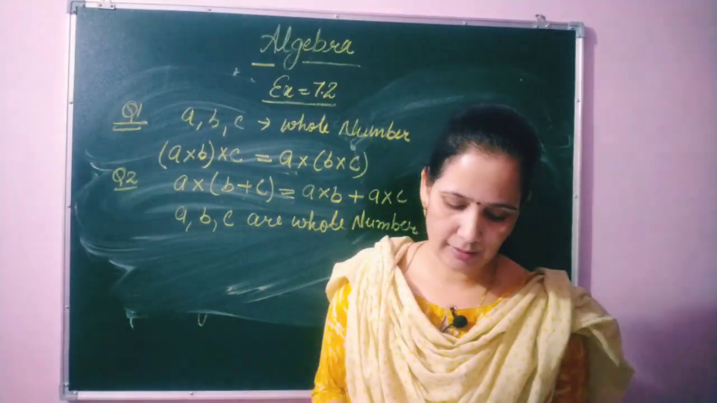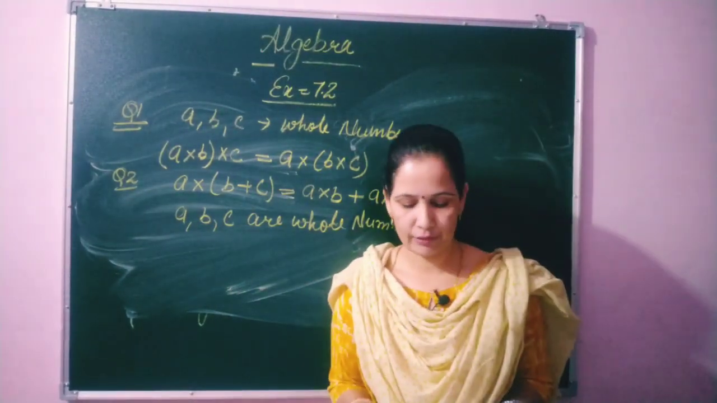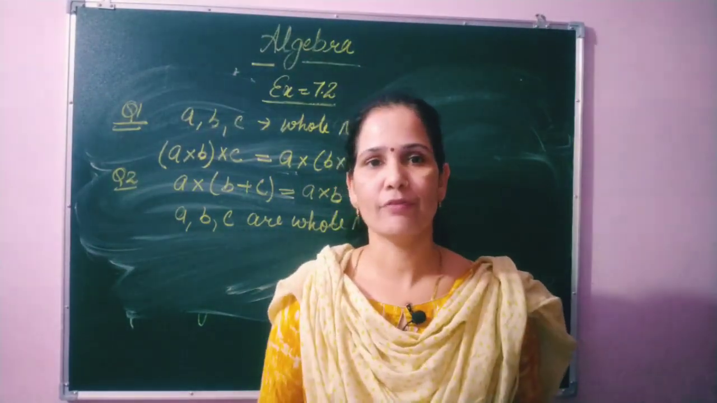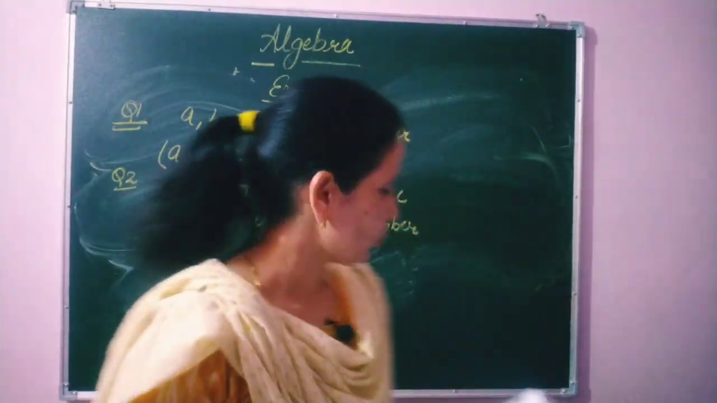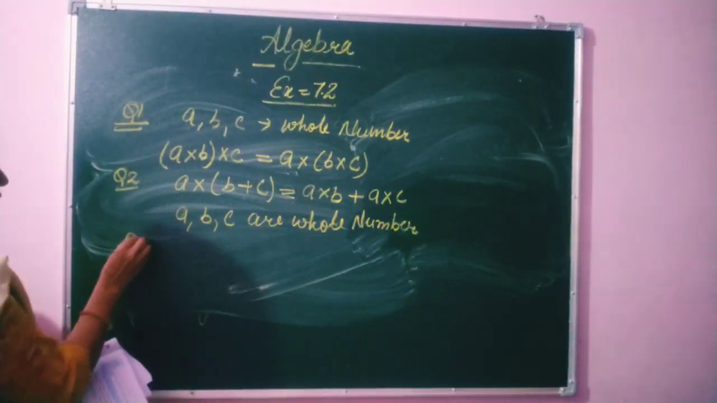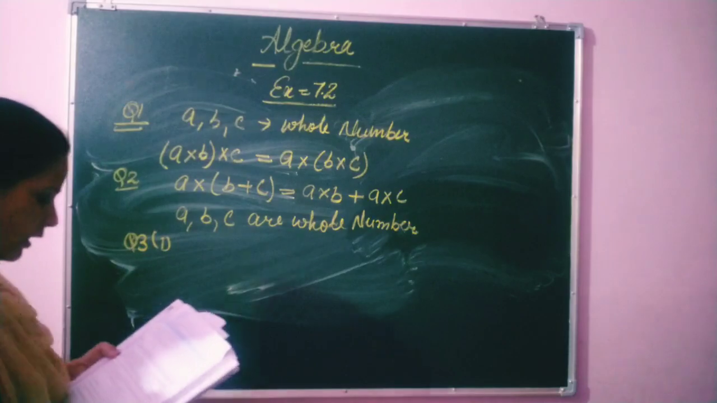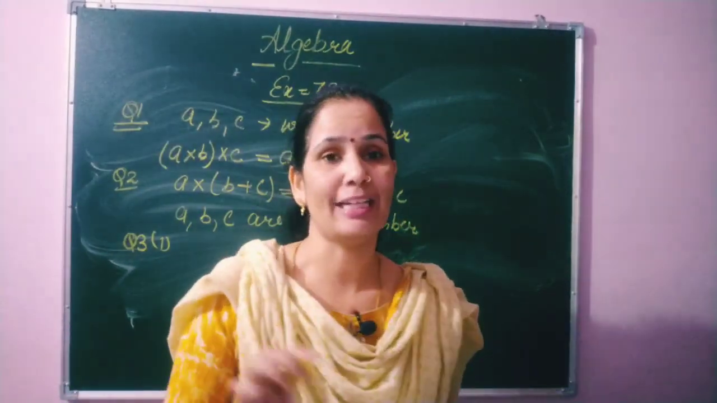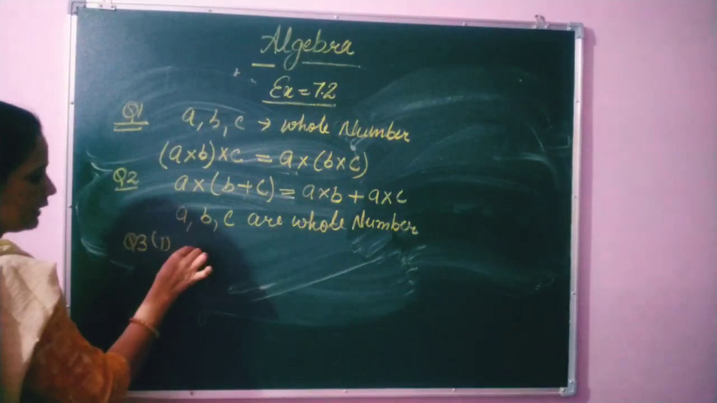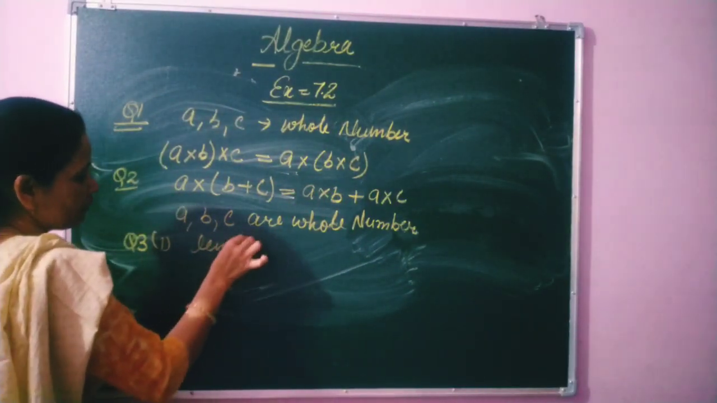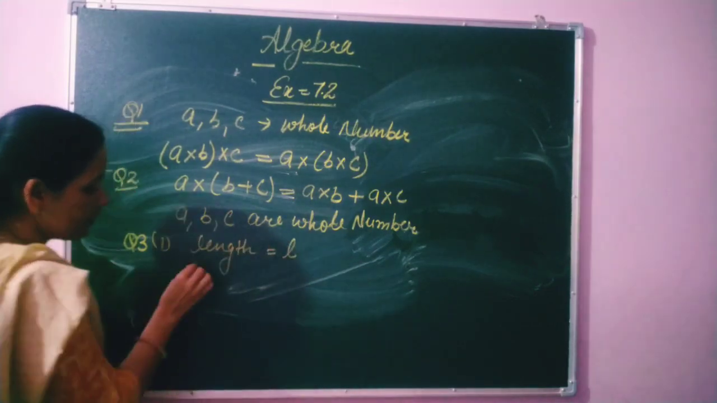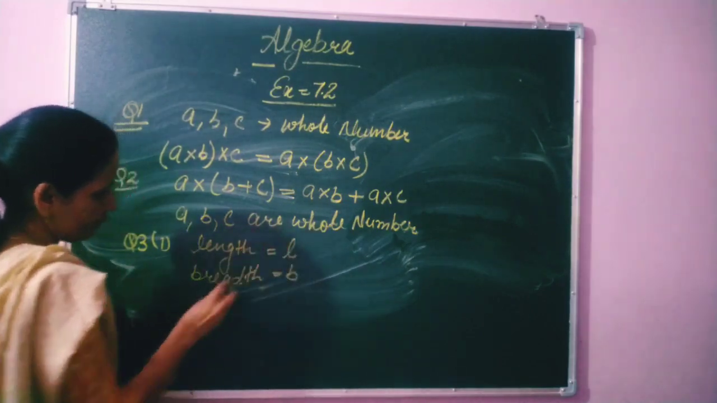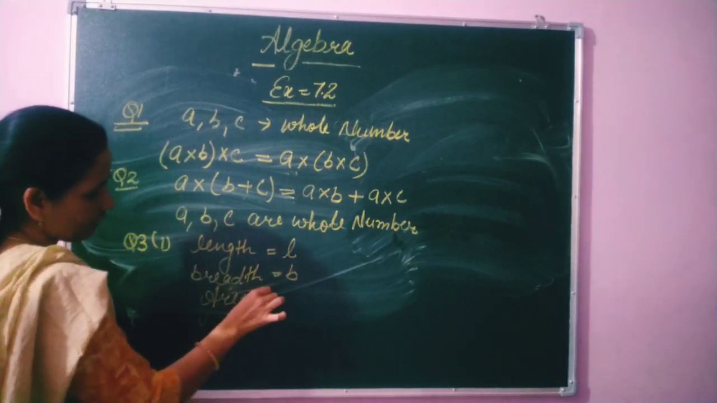Now let's discuss the third question. In question number 3, they have given different situations regarding formulas, and we have to generalize these formulas by using algebra. So let's start question number 3, the first part. The area of a rectangle is obtained by multiplying length and breadth. First of all, for length we have taken L, for breadth we have taken B, and for area we have taken A.